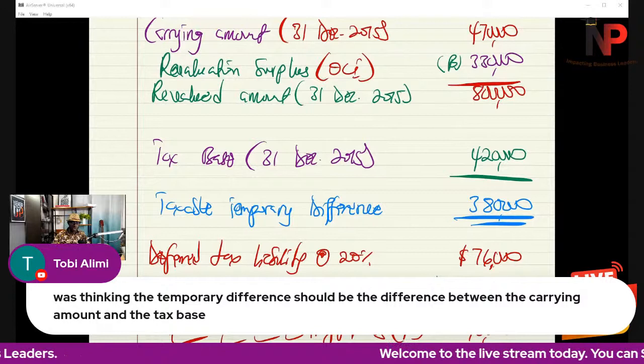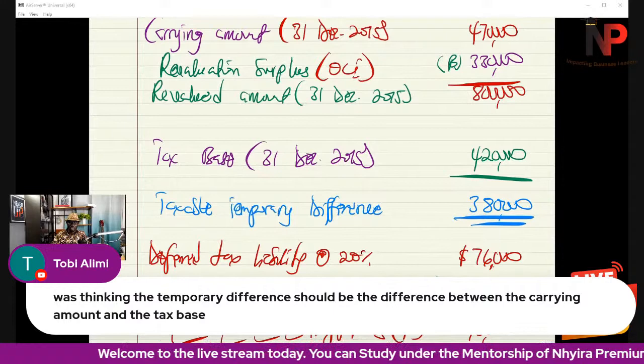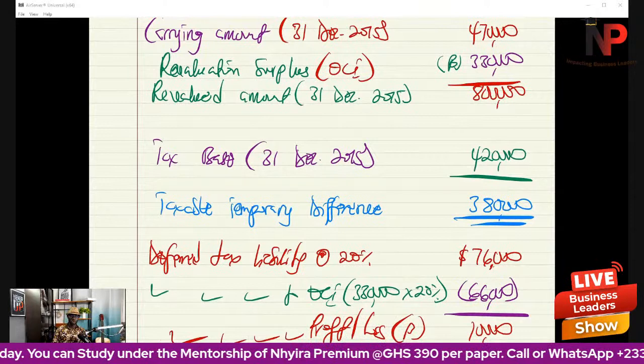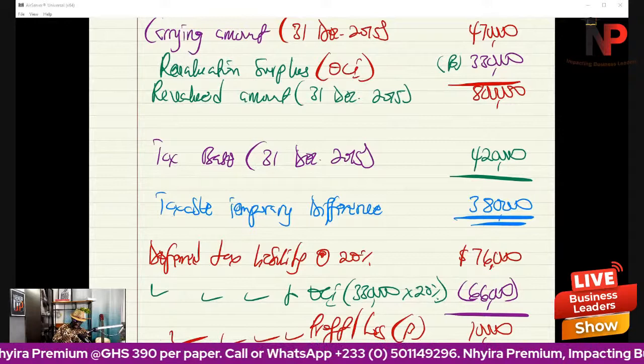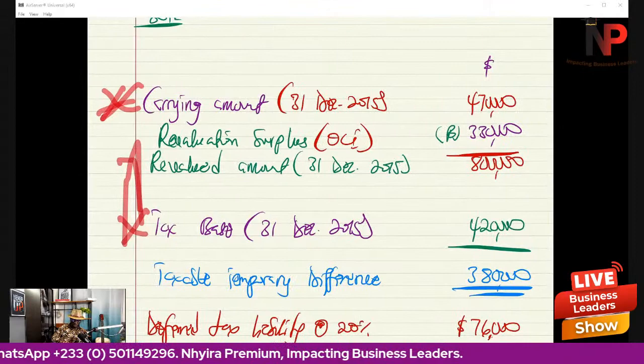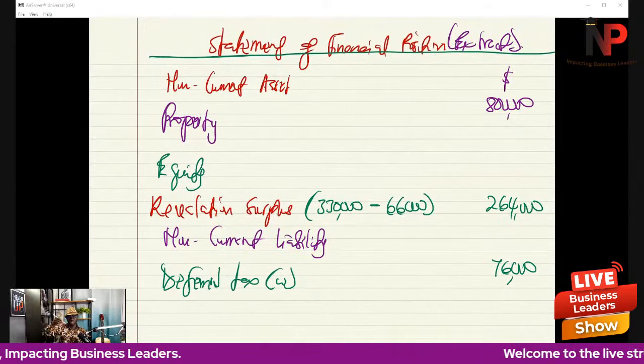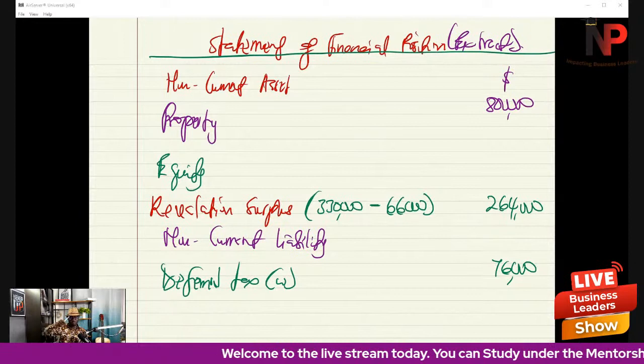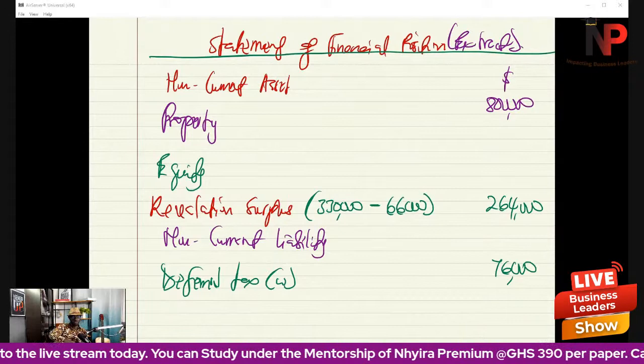I was thinking the temporary difference should be the difference between the carrying amount and the tax base. Why were you thinking that way? If the asset has been revalued. The asset has been revalued. So if it has been revalued, you cannot compare your tax base with the carrying amount. Because as you can see on the face of the statement of financial position, the asset is now carried at its revalued amount. So that becomes the value that we will compare with the tax base to determine the temporary difference for the entity.